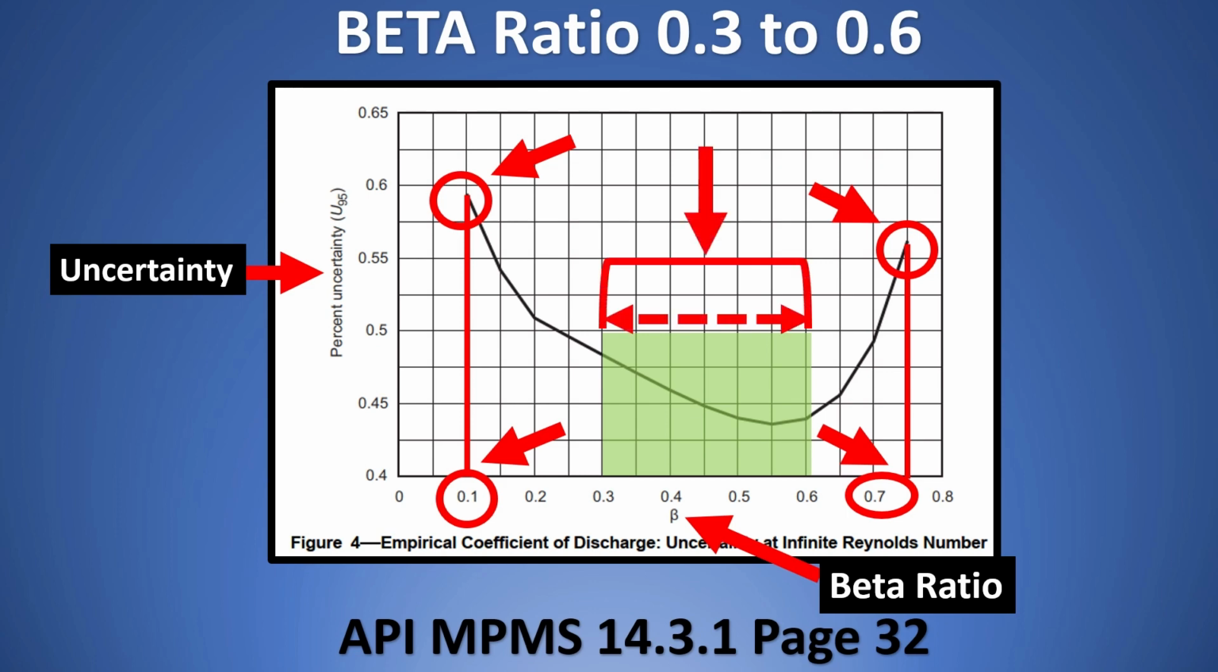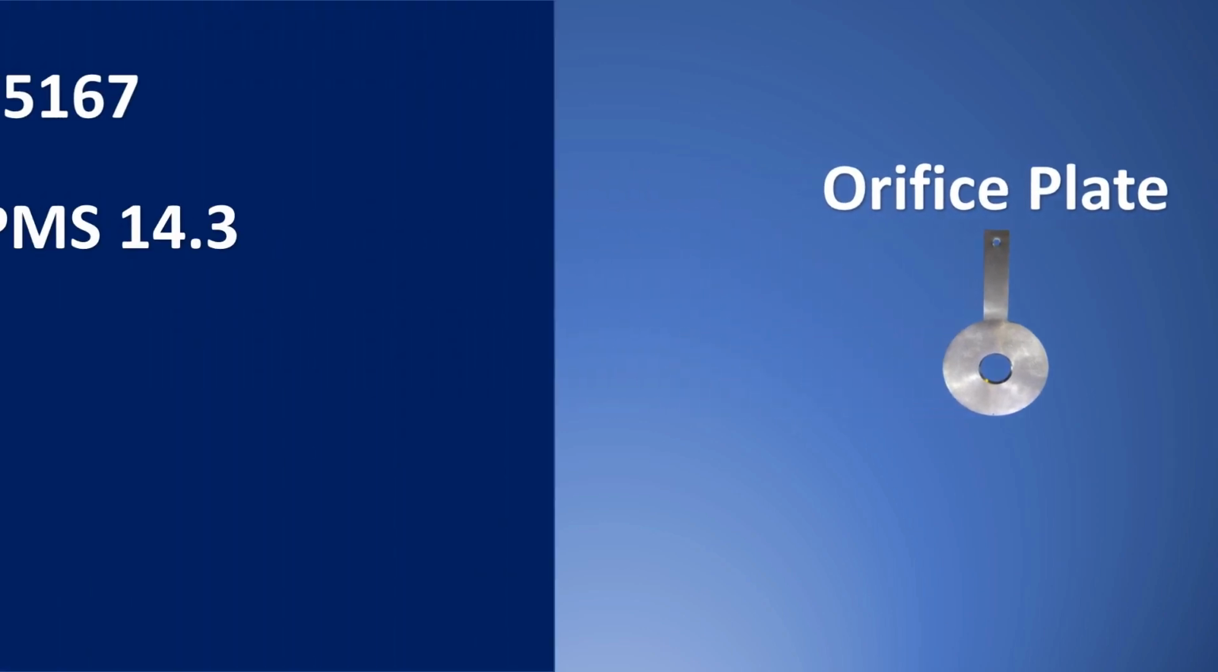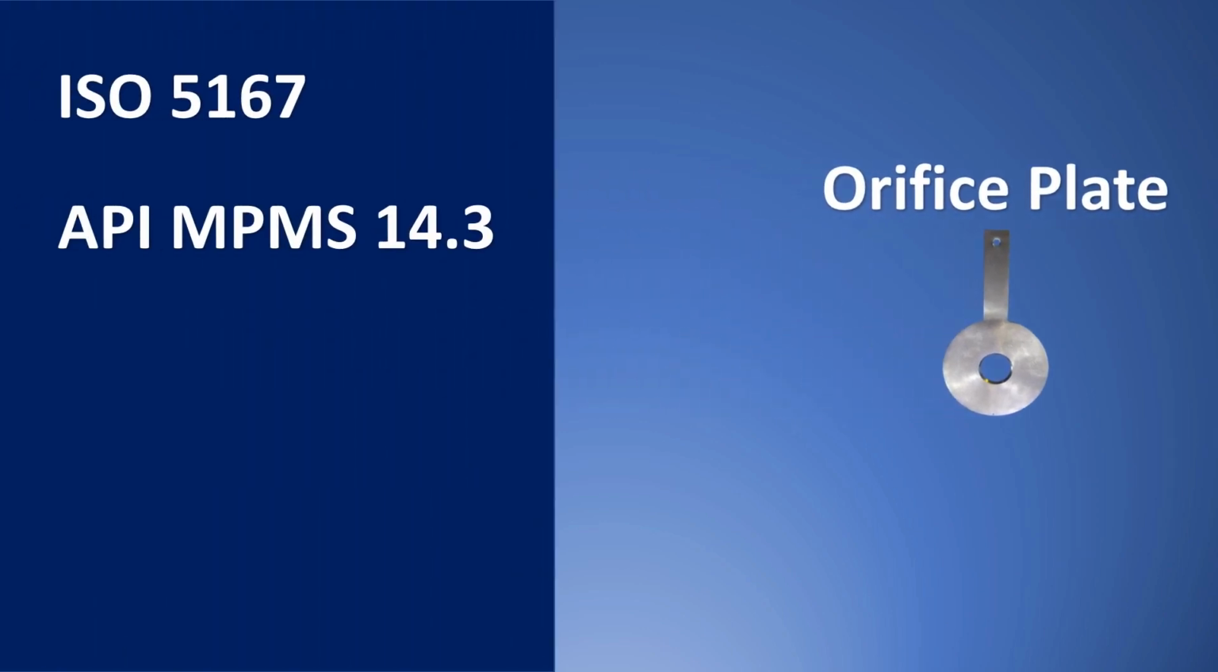You see the graph is going down. That is why I recommend to keep the beta ratio in a middle range. Such insightful information is available in these API MPMS standards. Now, we have learned for Orifice plate these two amazing standards, which were ISO 5167 and API MPMS 14.3.